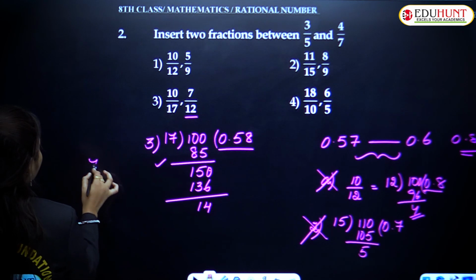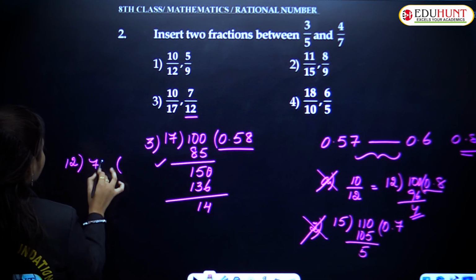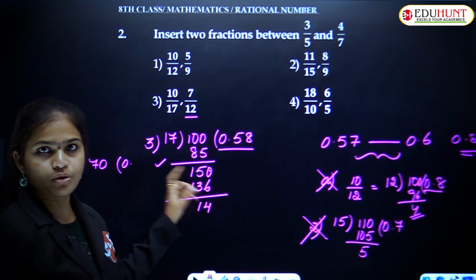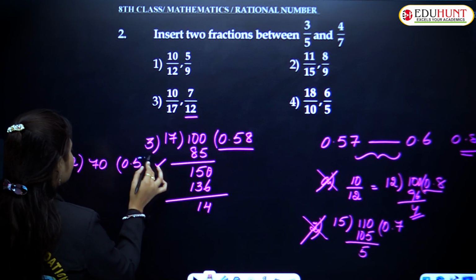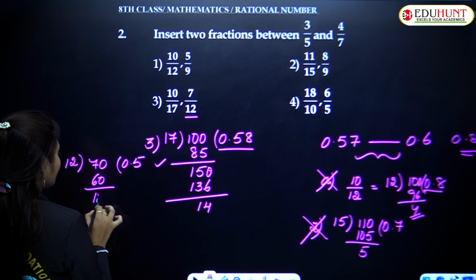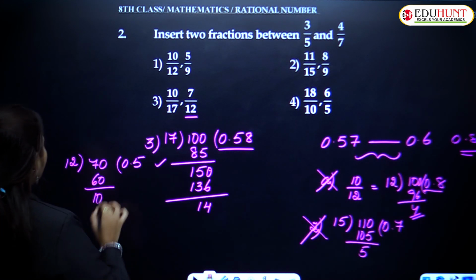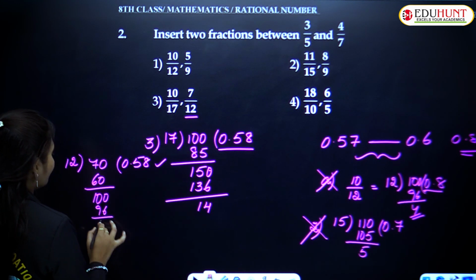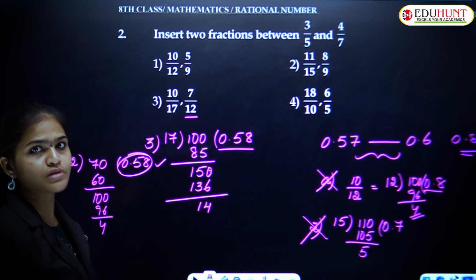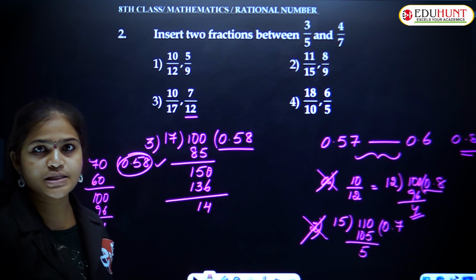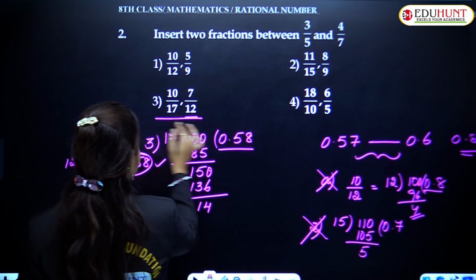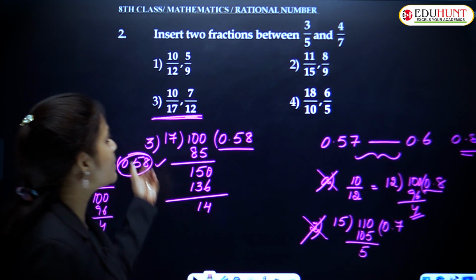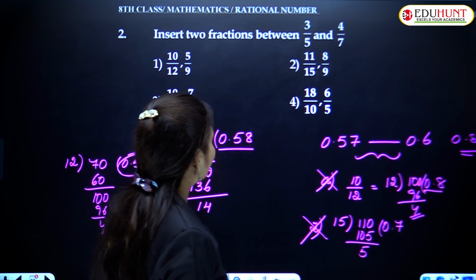So what is that? 7 divided by 12. 0, and here 0. Next, 12 sixes are 72, that does not satisfy here. So 12 fives are 60. Clear? So the leftover 10 is the remainder and keep that 0 again. 12 eights are 96. So 4. So this value is also equal to 0.58. So that is also satisfying. So these two numbers of the third option are both satisfying. Okay, so next we will go for the last one.